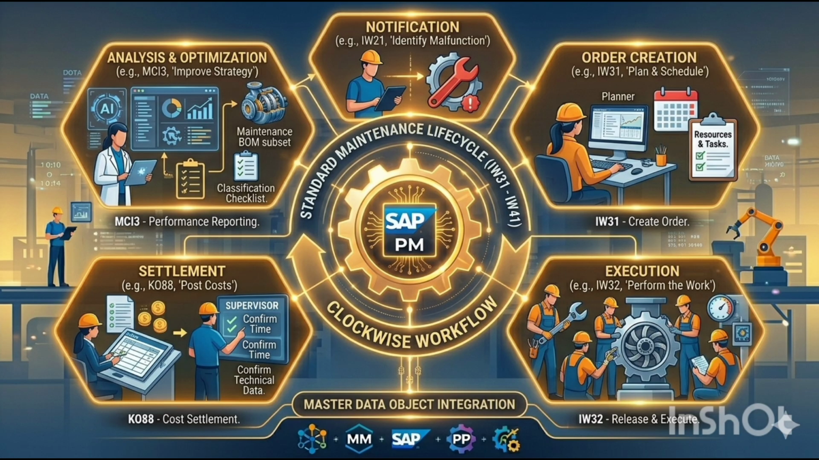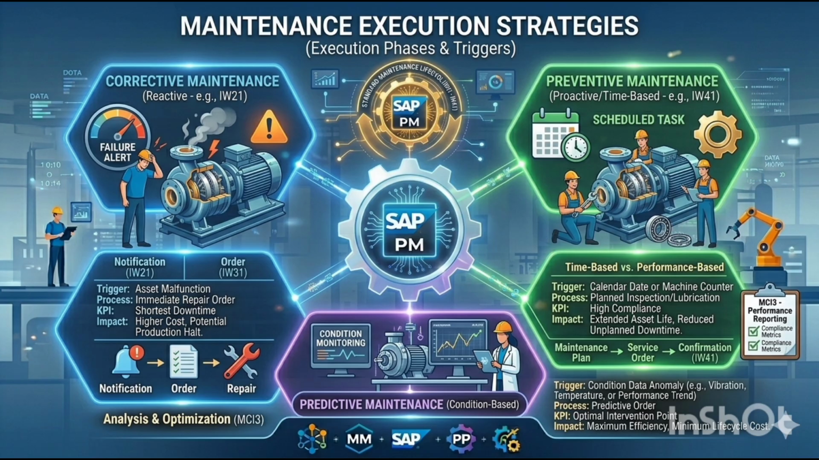The cycle demonstrates how data flows from the initial failure alert through to post costs, ensuring that every action is documented for both financial auditing and operational improvement. By following the standard life cycle, organizations can ensure that labor, material, and external services are captured accurately, providing a transparent view of total cost of ownership of every asset.